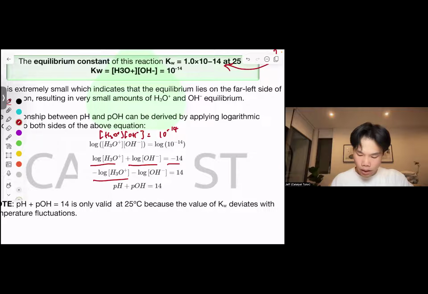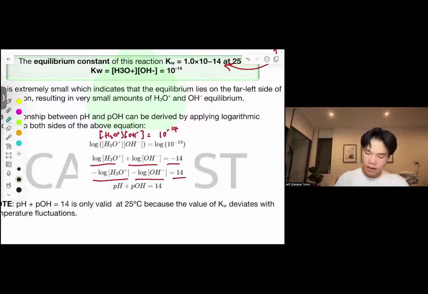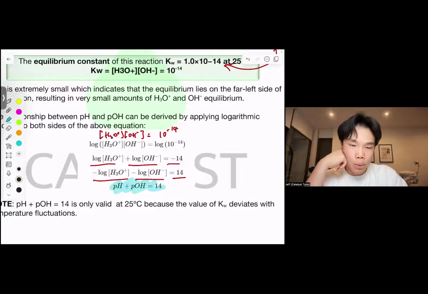Negative log, if you apply negative to all the numbers, times by negative 1, negative log of hydronium minus log of hydroxide is equal to 14. This delivers us the relationship that pH plus pOH is equal to 14. And through the auto-ionization constant of water, we're able to derive the relationship between hydrogen concentration and hydroxide concentration at 25 degrees Celsius specifically. Why does it have to be 25 degrees Celsius specifically? Why am I so pedantic about that?